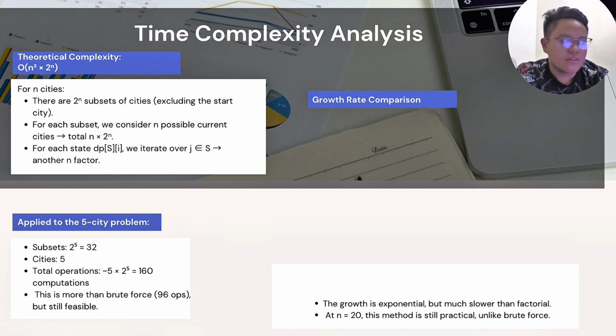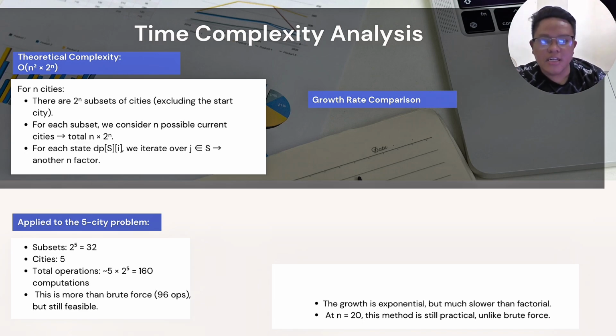We apply this to the 5 city problem. The subsets number 2 to the power of 5, which equals 32, and there are 5 cities, so the total operations is approximately 5 multiplied by 2 to the power of 5, which equals 160 computations. This is more than the brute force 96 operations, but is still feasible.